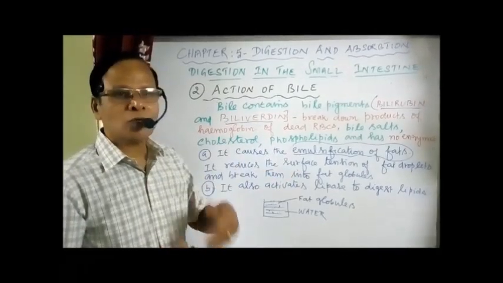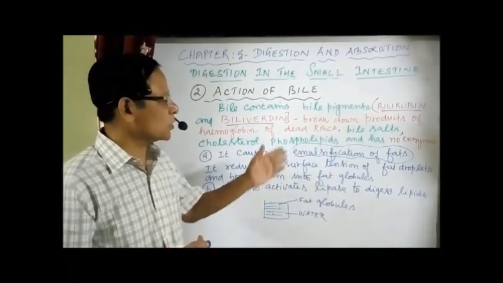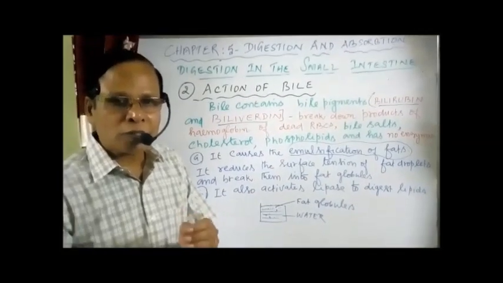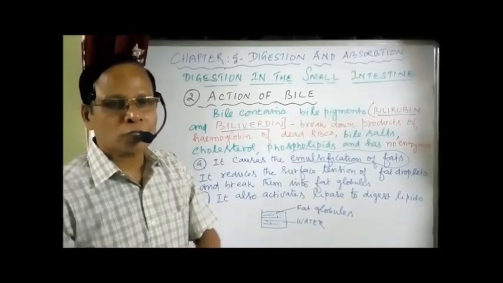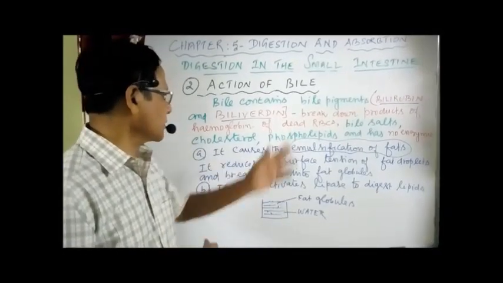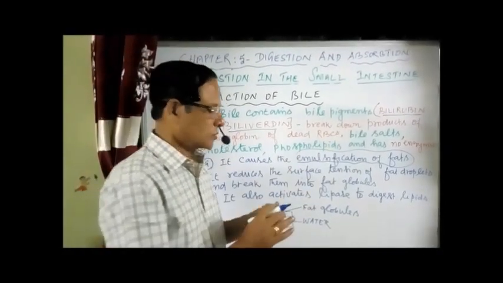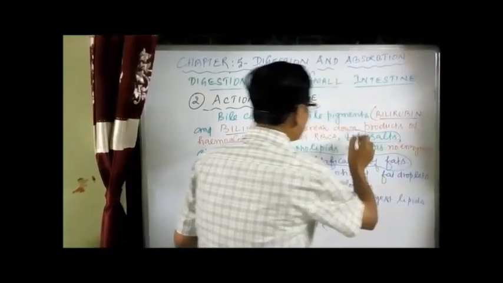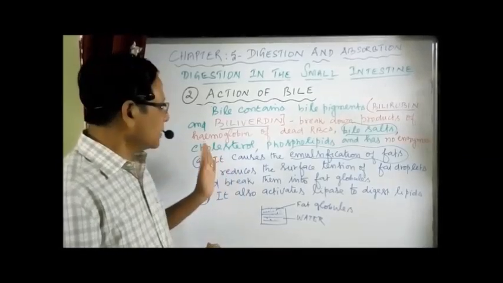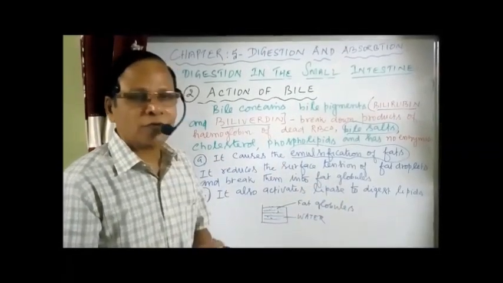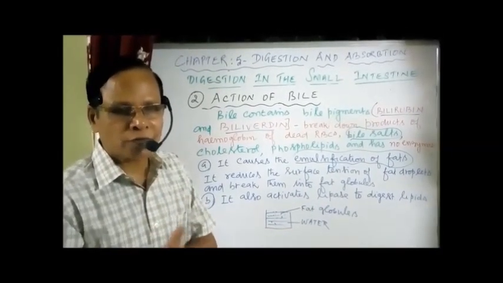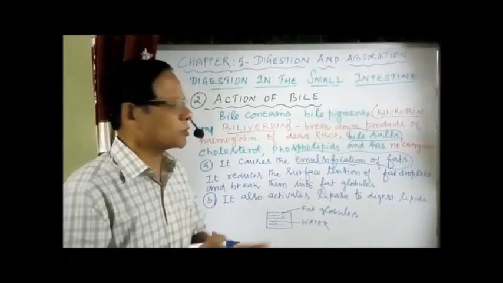Now we are taking large molecules of fats. The enzyme lipase cannot digest large molecules of fats. So they should be broken into fat globules floating in water. Then they are acted upon by the lipase enzyme. That process is called emulsification, brought about by the bile salts. So bile salts are responsible for the emulsification of fats. How? The bile salts reduce the surface tension of fat droplets and break them down into fat globules. The fat globules are smaller than the fat droplets.